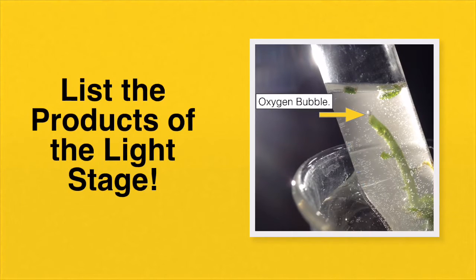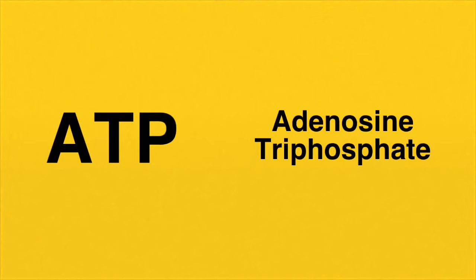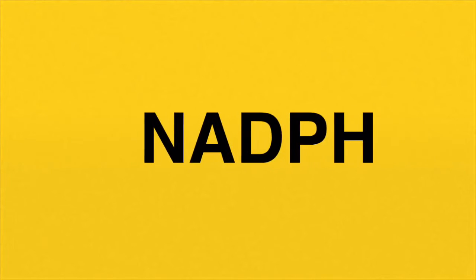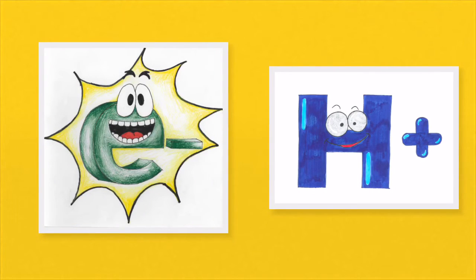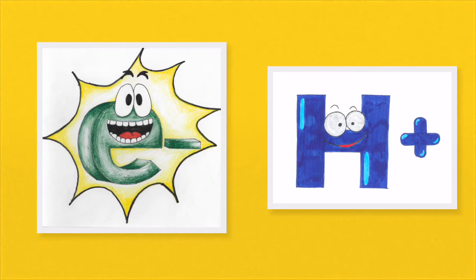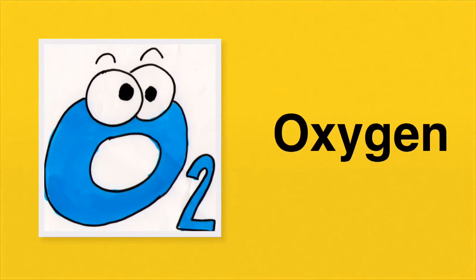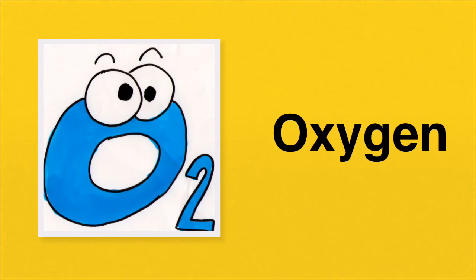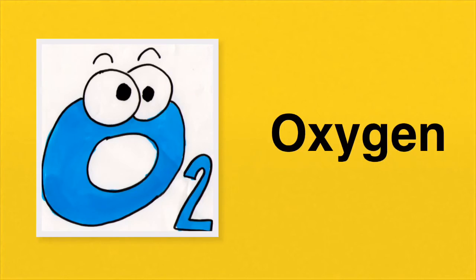List the products of the light stage, so what's formed at the end of the light stage? ATP, adenosine triphosphate, the immediate source of energy for all cellular activities. The second product is NADPH. Remember that NADPH is transferring those 2 high energy electrons and that proton to the reactions of the dark stage. Don't forget to mention that oxygen was also produced in the light stage. It was produced during photolysis of water, so it's a byproduct really.